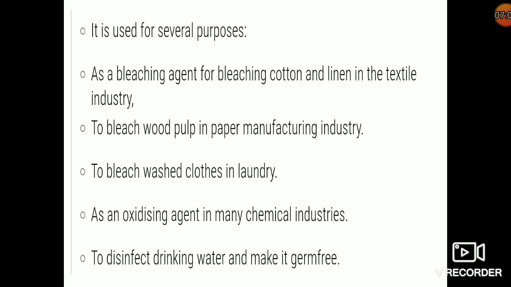Now let's see what is the use of bleaching powder. Bleaching powder is used for several purposes, like bleaching. Bleaching means decolorization, to remove the color. So it is used as a bleaching agent for cotton and linen in the textile industry, and in washing clothes. Then it is used to bleach wood pulp in the paper industry, so we get white paper. The paper is made white, meaning all the stains are removed by using the bleaching powder.